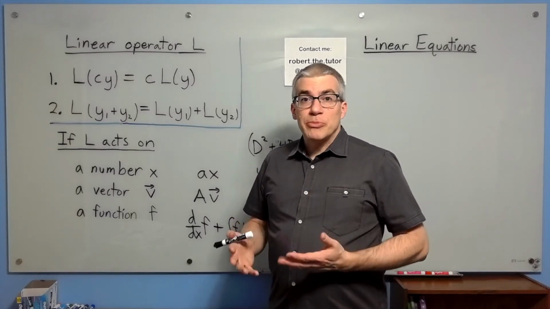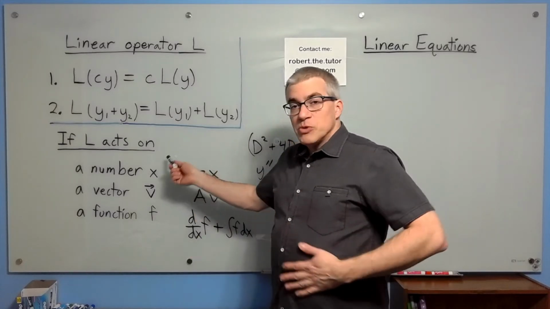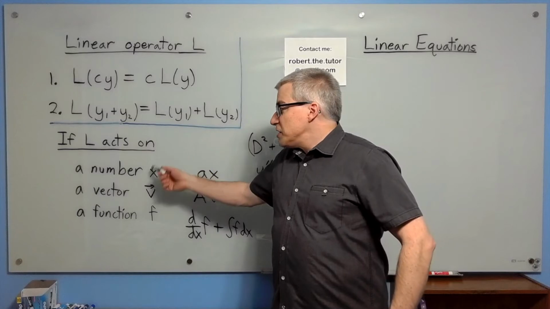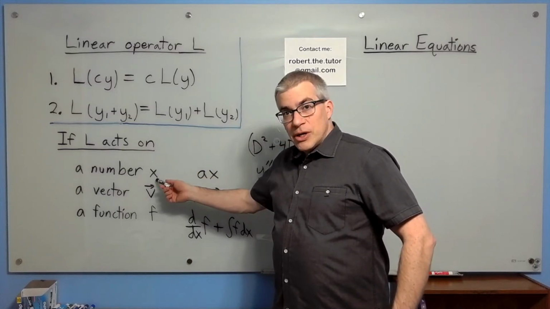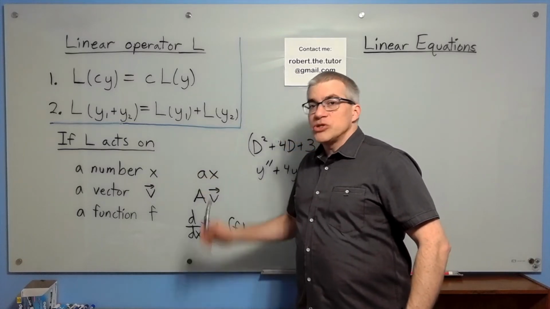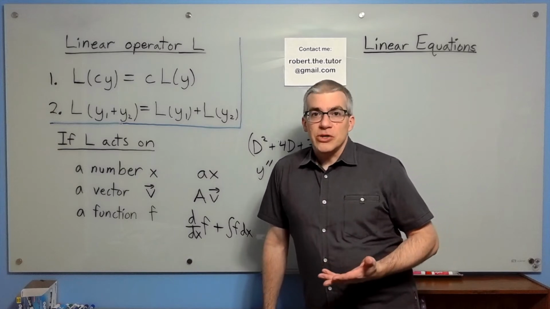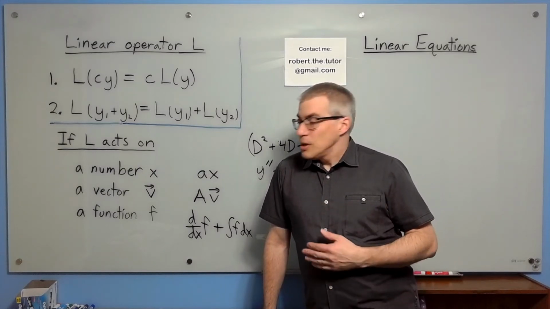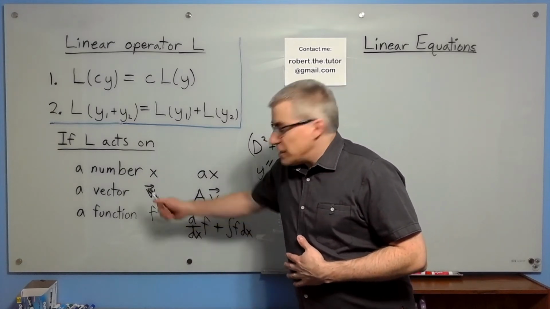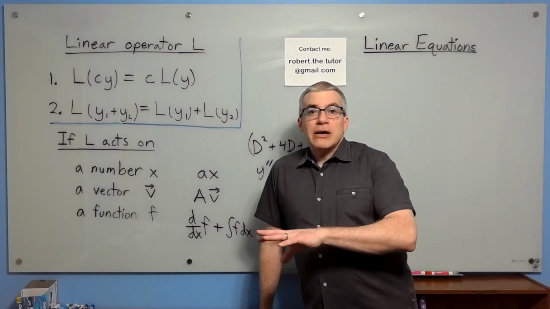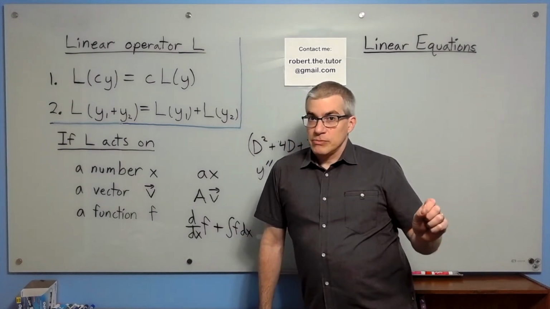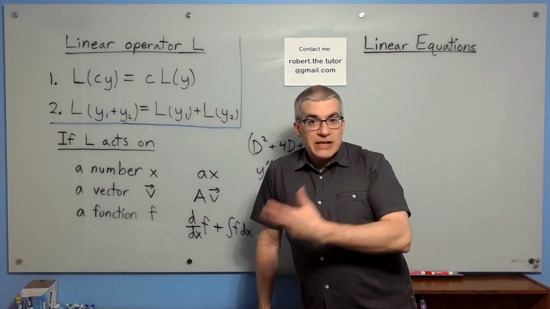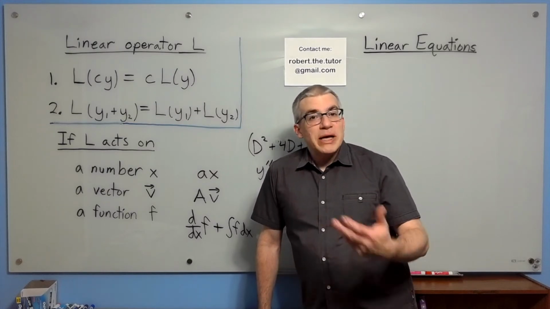So what do linear operators do? Well, it depends what you feed it. If you feed a linear operator a number, it's going to give you out a constant multiple of the number. That's the only thing it can do. That's the only thing that's linear. If you feed it a vector, what you get out is a matrix times the vector.